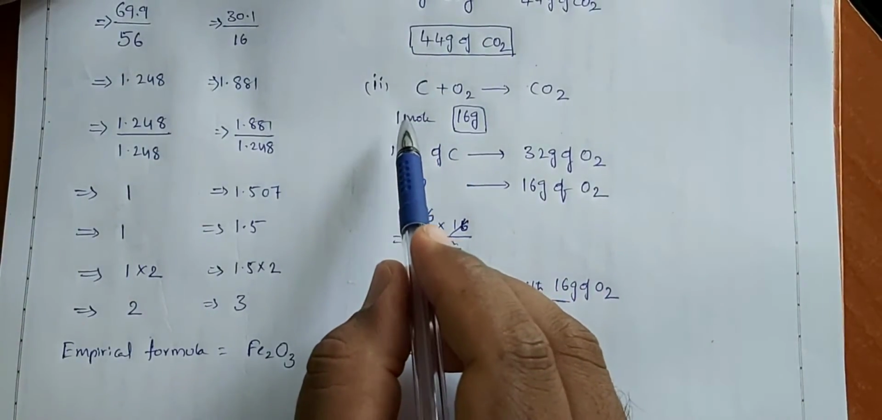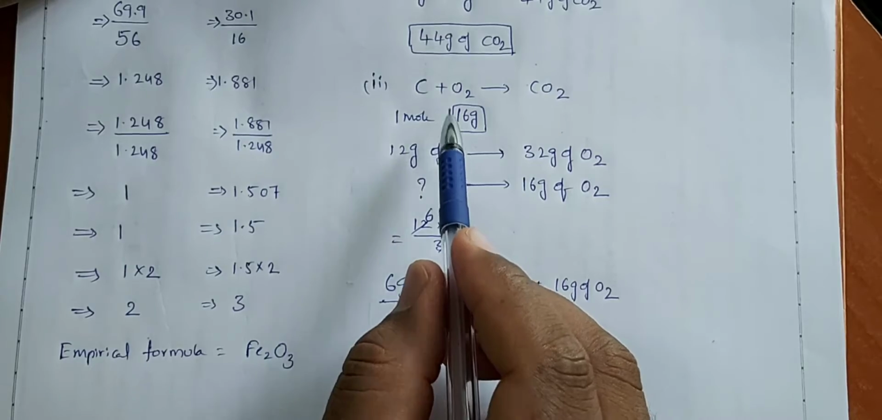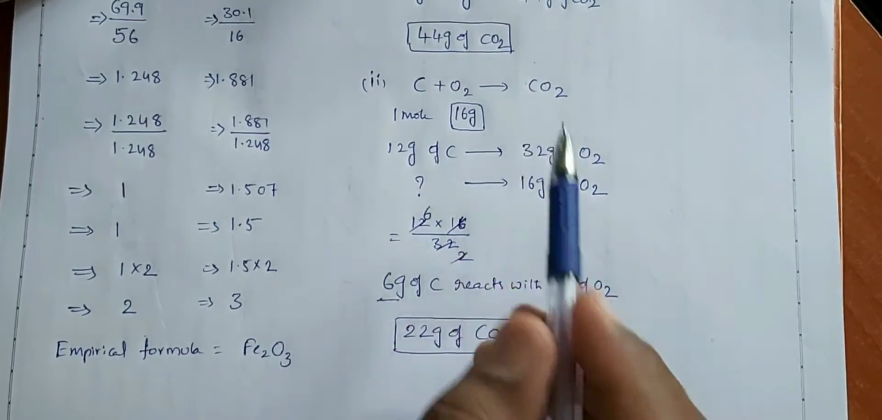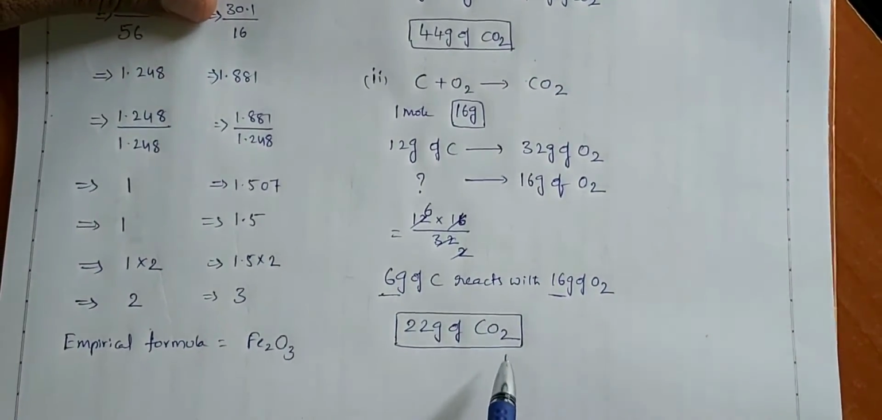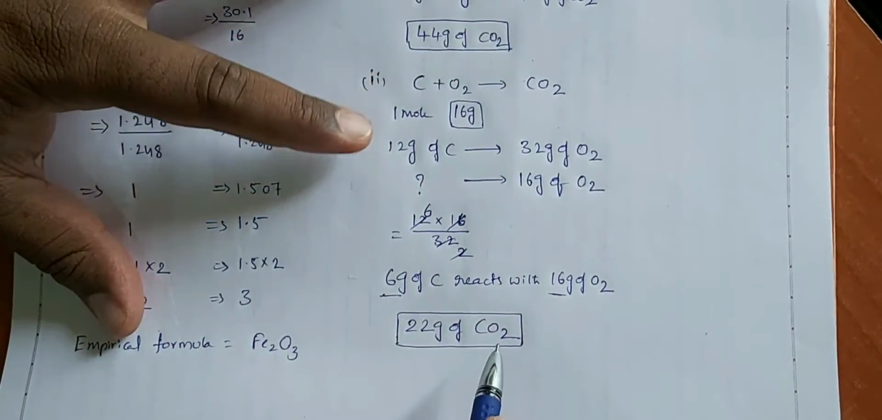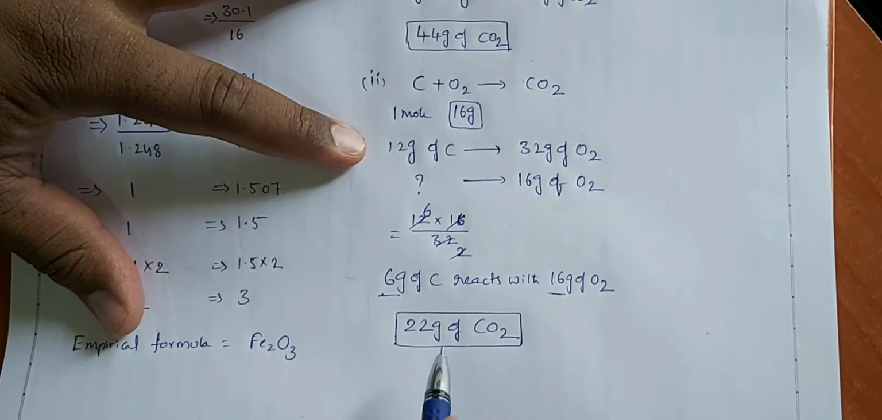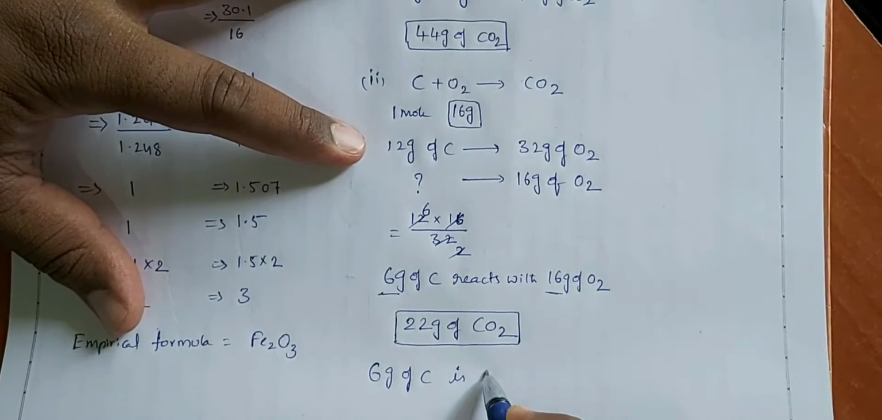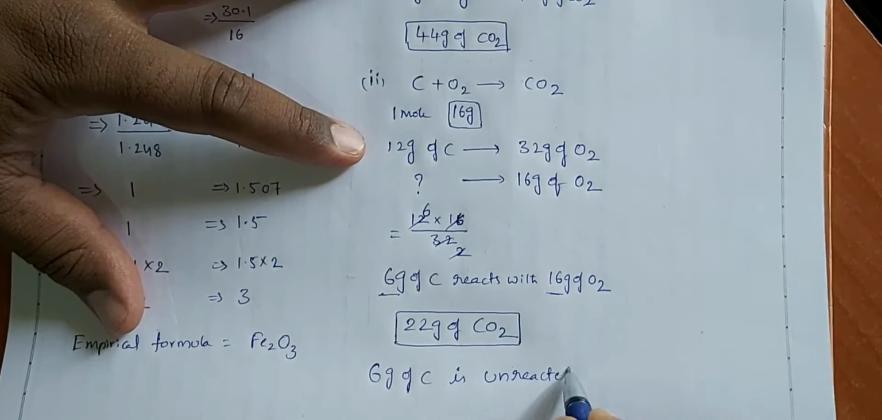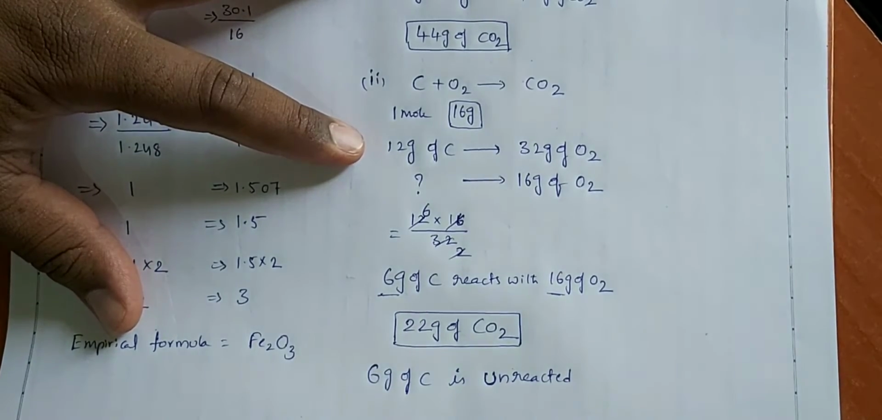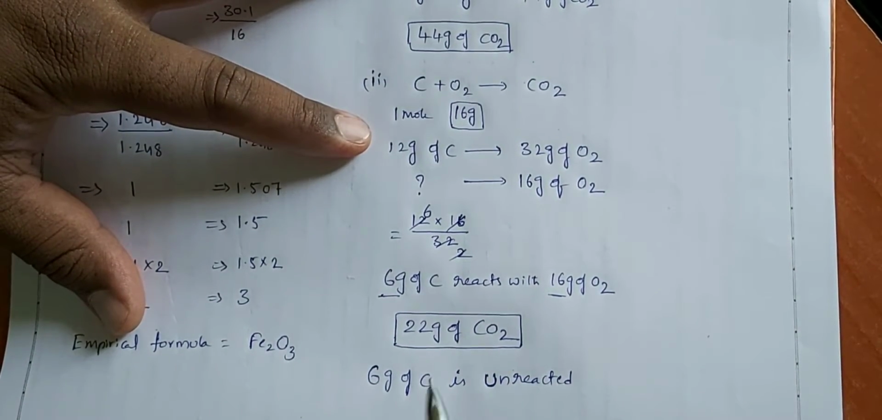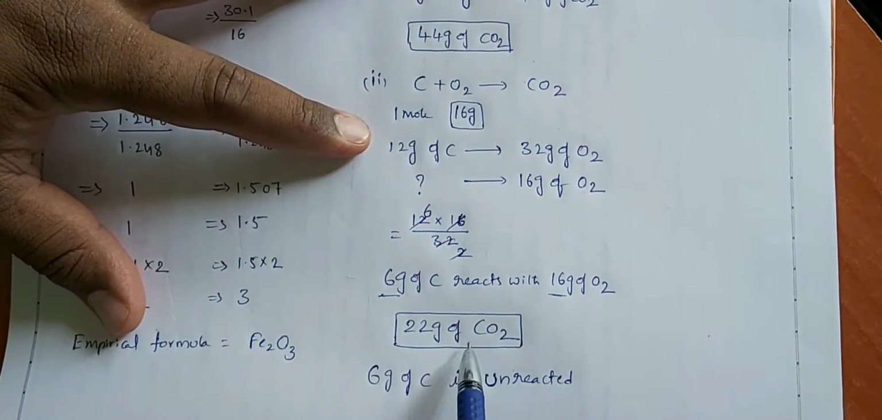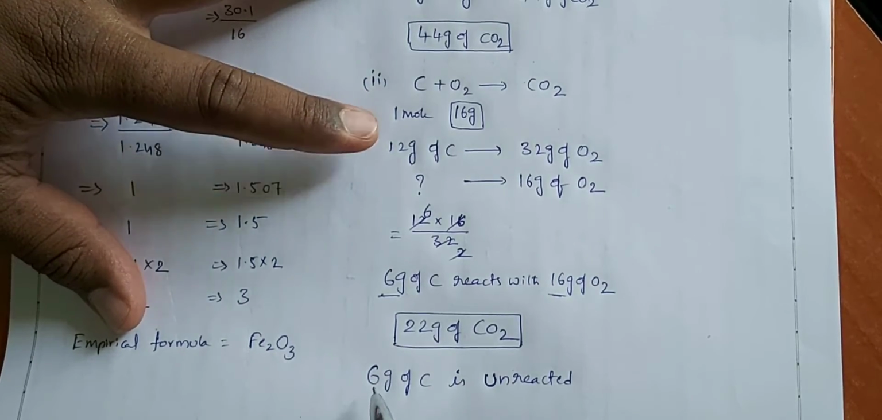Once again, 1 mole of carbon is burnt with 16 grams of oxygen. What will happen? How much carbon dioxide is produced? 22 grams of carbon dioxide is produced, but the given amount of carbon is 12 grams. Is it correct? Then the remaining 6 grams of carbon is unreacted. Out of 12 grams of carbon, 6 grams reacts with 16 grams of oxygen to form 22 grams of carbon dioxide, and the remaining 6 grams is there out of 12 grams.